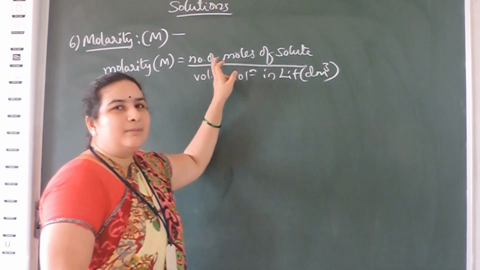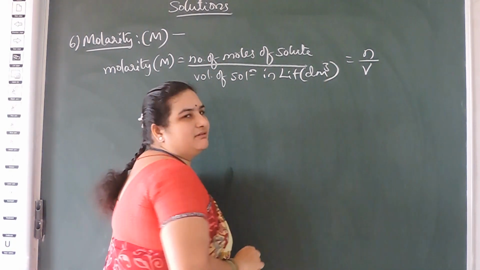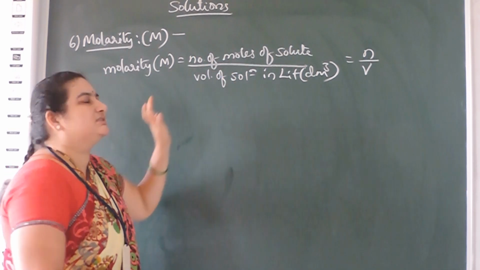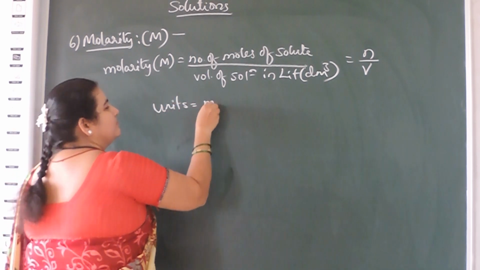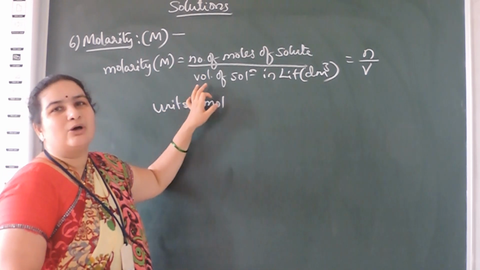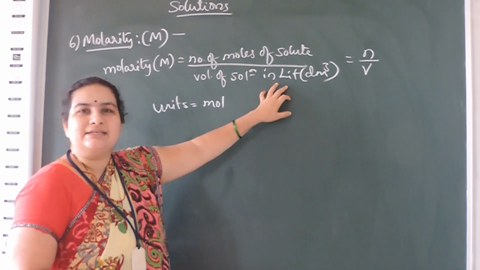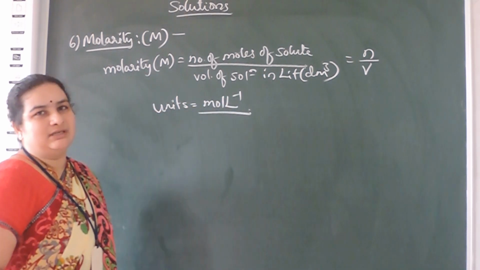Here the number of moles is denoted by the letter n and volume is given by the letter V. So the unit of molarity will be moles for the number of moles of the solute, and liters for the volume, which is compulsory in liters, so moles per liter, mol L raised to minus 1.